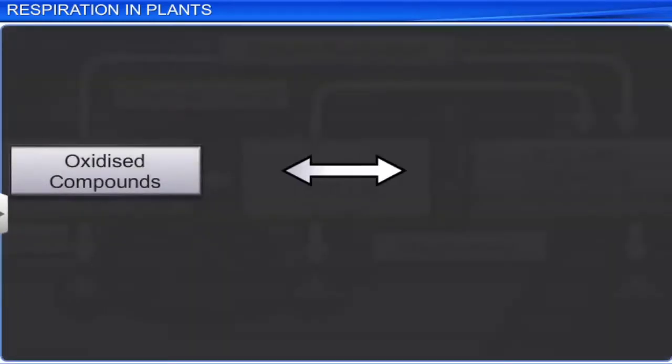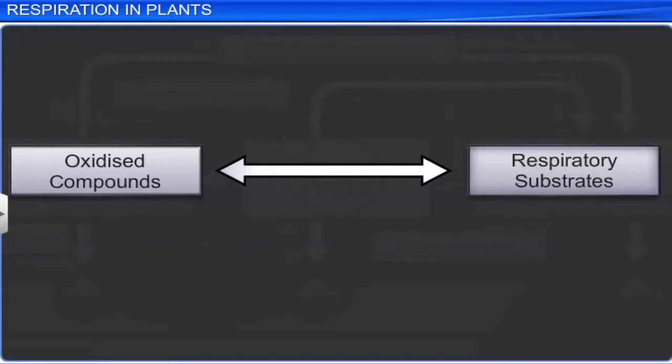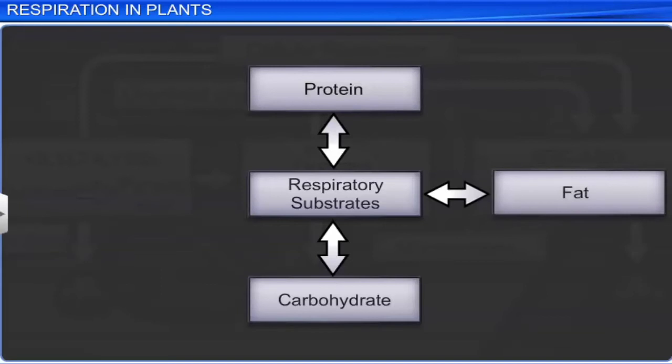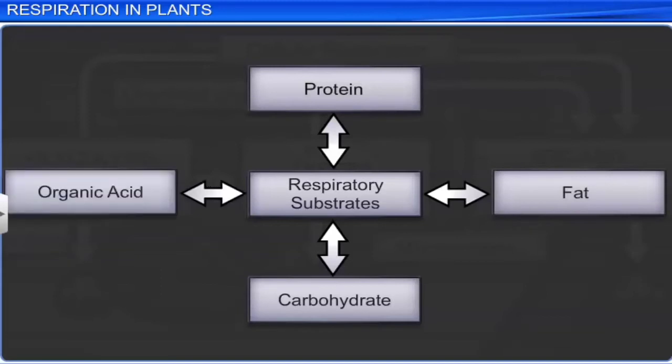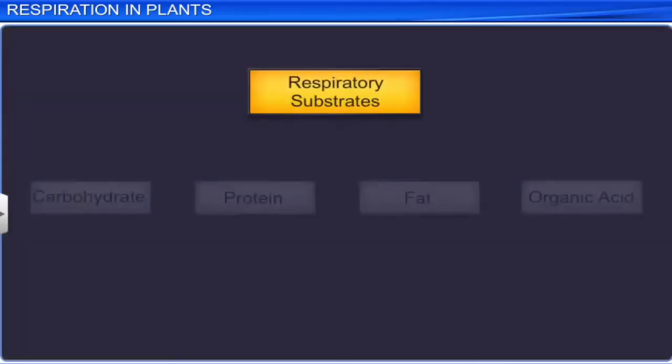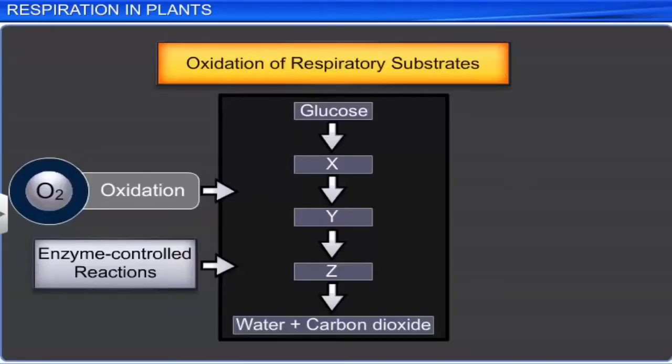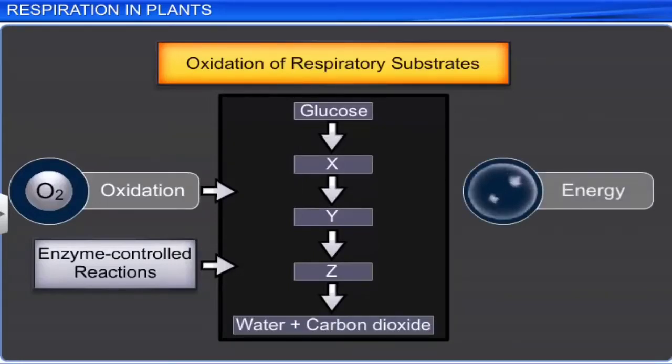The oxidized compounds are called respiratory substrates. Carbohydrates are the usual substrates for cellular respiration, but proteins, fats, and other organic acids are also used by plants in certain conditions. During the oxidation of respiratory substrates, energy is not released directly in the cell. Instead, it is released slowly in a series of steps controlled by several enzymes.